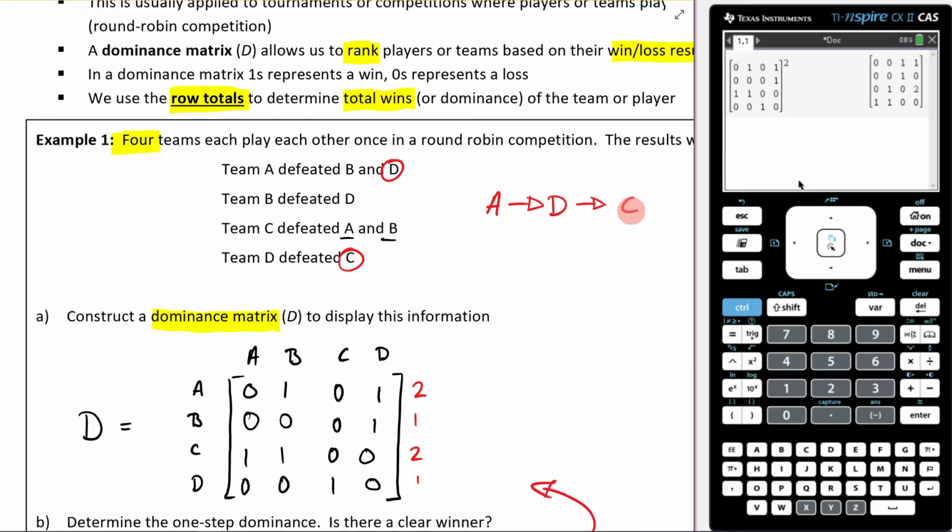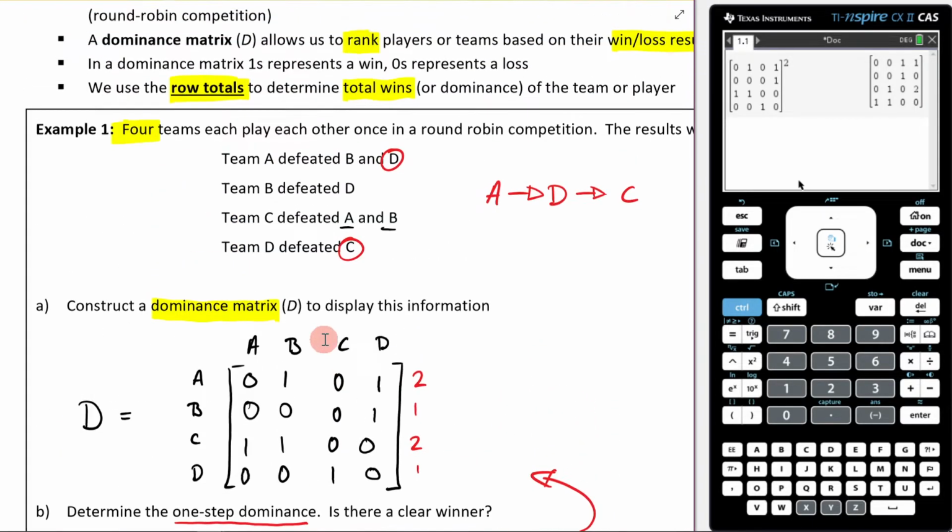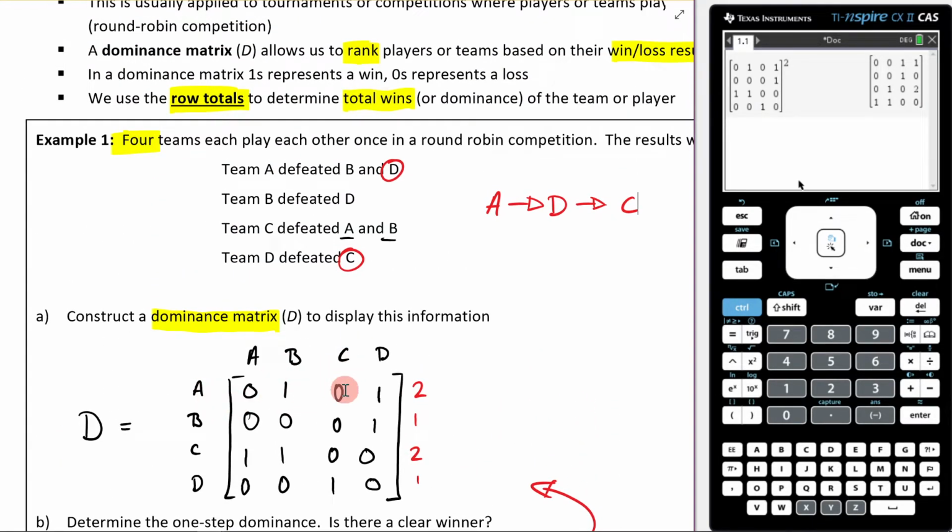Now, the reason why that's interesting is because if we look at our one-step wins here, as you can see, A didn't beat C. In fact, C defeated A. But it's interesting that A defeated D, and then D defeated C. So what is that telling me? That's telling me that D is a more dominant team than C, but A is more dominant than D, which must mean it's more dominant than C. So as you can see, this is a two-step process. Indirectly, A is a better team than C because it beat D and D beat C.